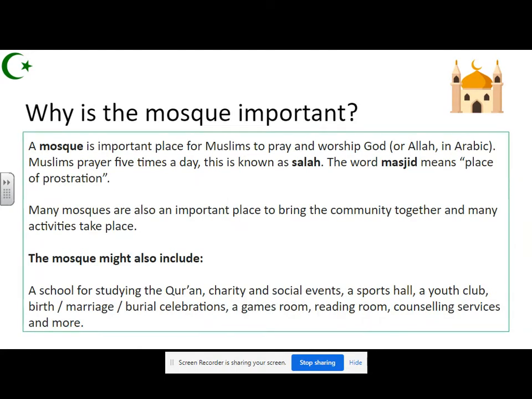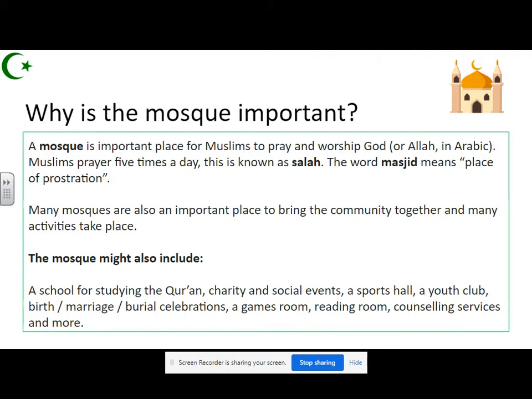So why is a mosque important? Okay, so a mosque is an important place for Muslims to pray and to worship their God, or Allah in Arabic. Muslims pray 5 times a day. This is known as salah, and the word masjid means a place of prostration. Now, prostration means to bend down and to show respect or mercy to God.